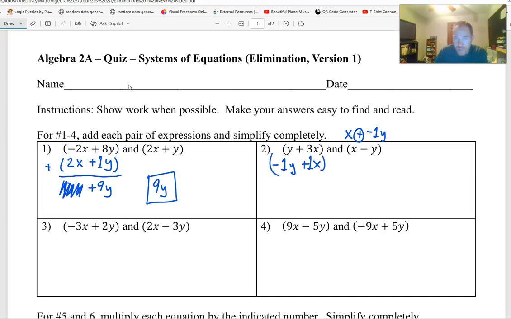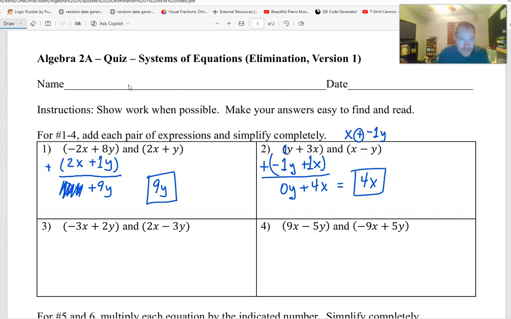So if we add these expressions together, this would also be 1y here, 1y and negative 1y would be 0y, and positive 3x and positive 1x would be positive 4x. And again, we don't need to say 0y. In this case, we can just say it's positive 4x. That would be your completely simplified answer.